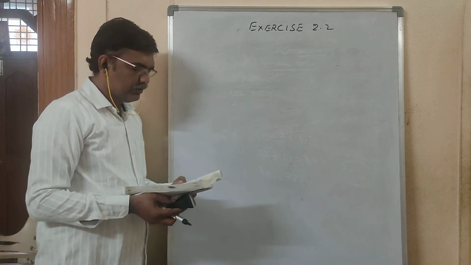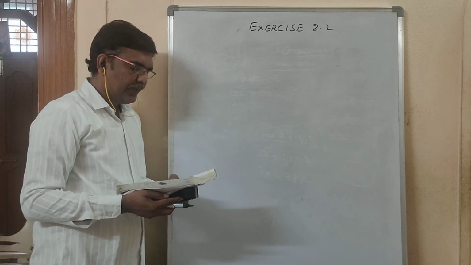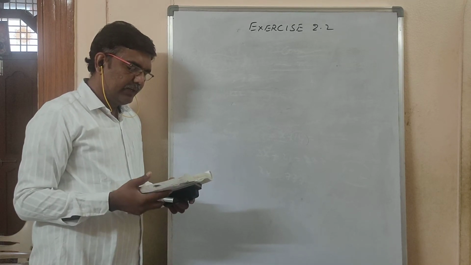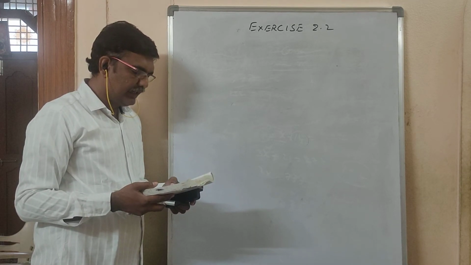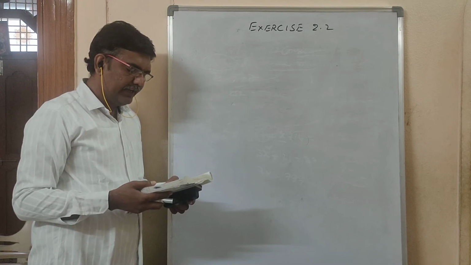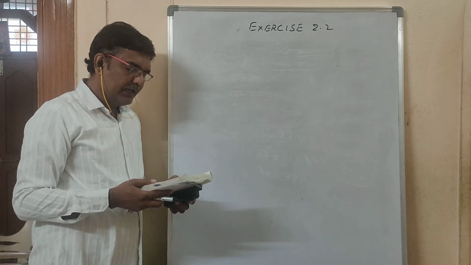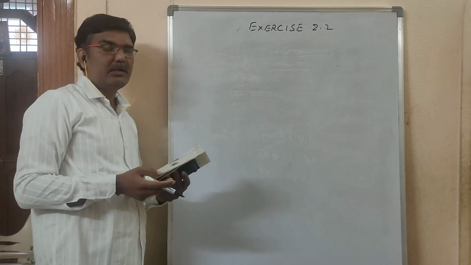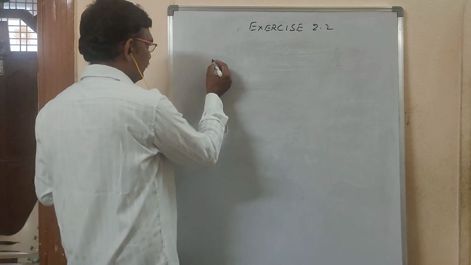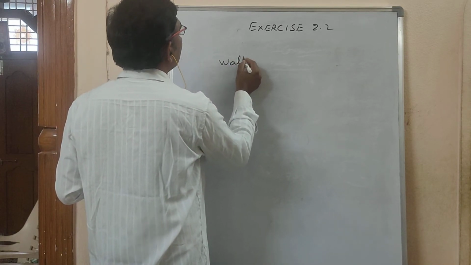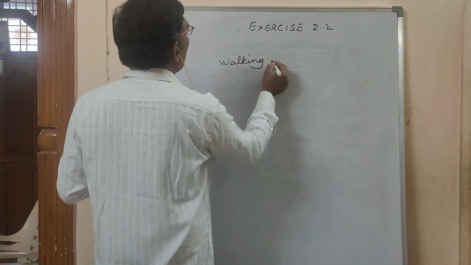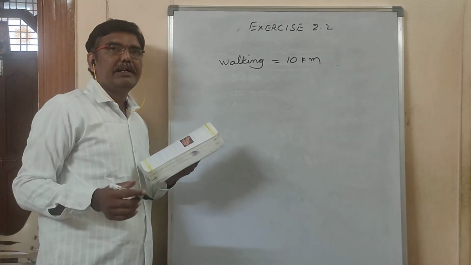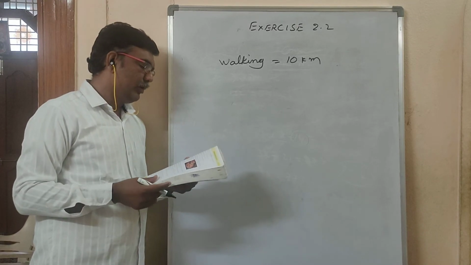Sixth question, see, a man walks 10 kilometers, then travels a certain distance by train and then by bus as far as twice by the train. If the whole journey is 70 kilometers, how far did he travel by train? A man walks 10 kilometers. See here, one man by walking, he went 10 kilometers. On foot, he took journey 10 kilometers.